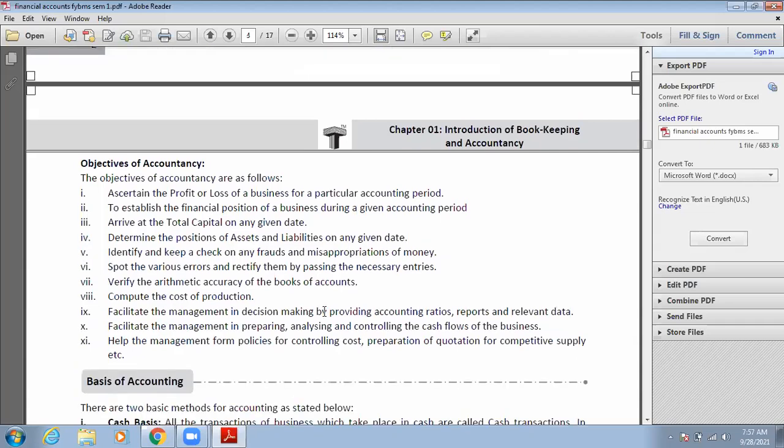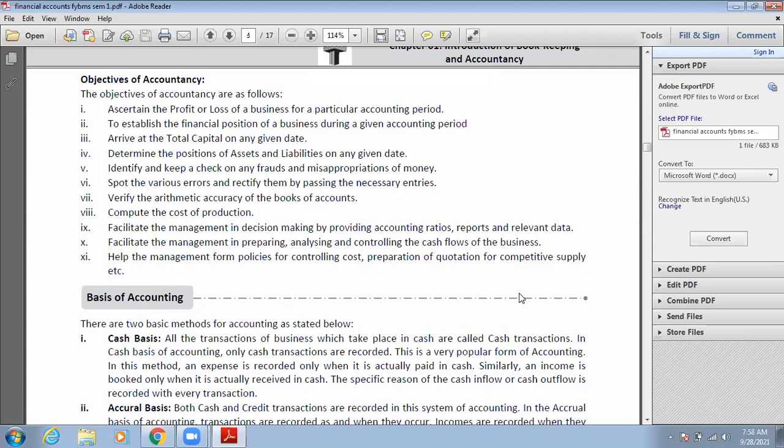Okay. Let's see the objective of account. Objective of accounts में you can see first is ascertain the profit and loss of the business. That means the very basic. See, the aim of any business is to make the profit. तो bookkeeping और accountancy भी हम लोग इसीलिए बना रहे ताकि हमको ये पता चले कि what is the financial position of the business. हम कितना profit बना रहे हैं, हम कितना loss कर रहे हैं. To establish the financial position of the business during the accounting period. That means कि हमारी final financial position क्या है मार्केट में.